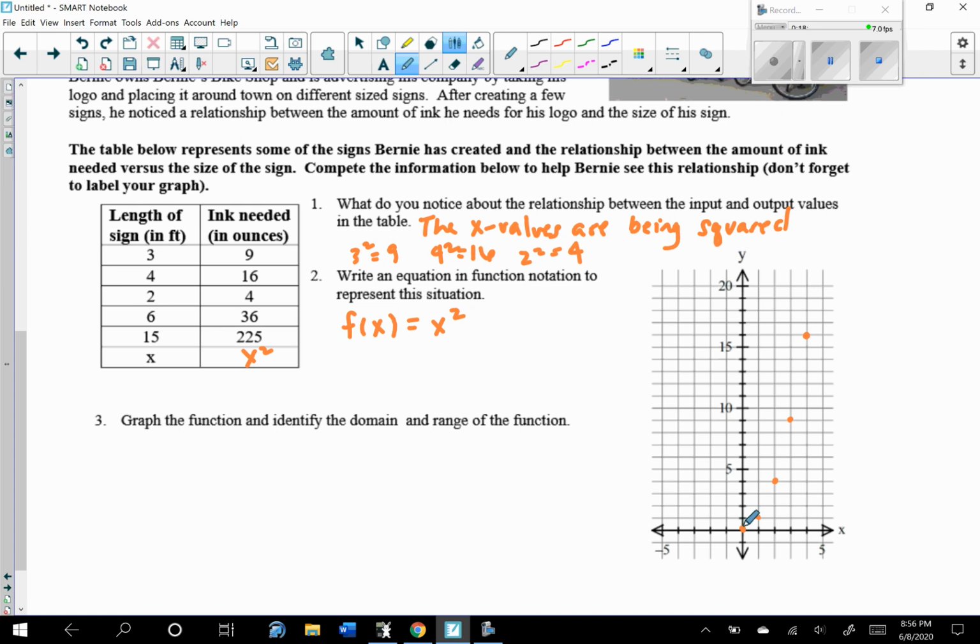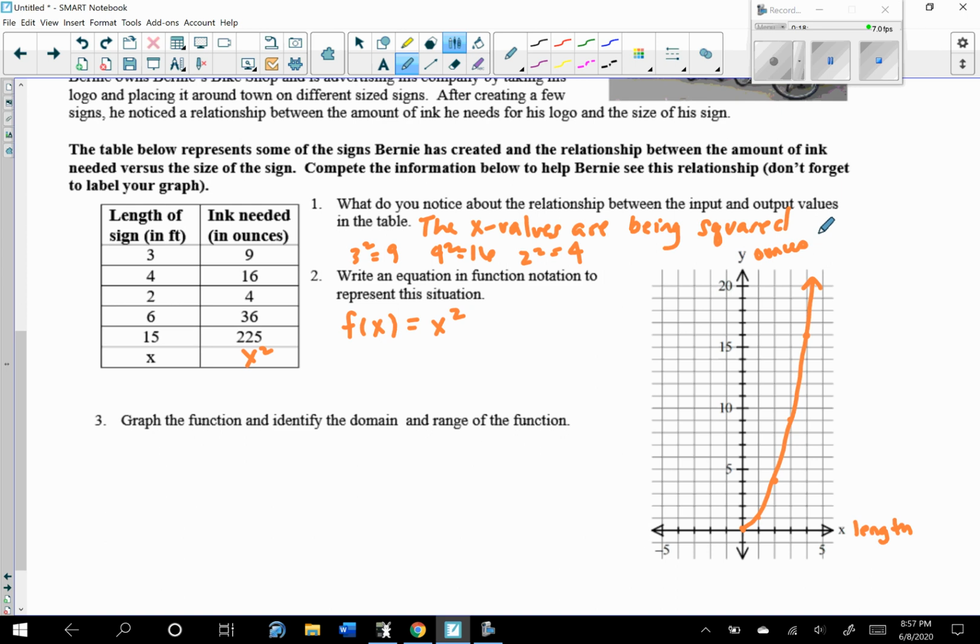And if we're squaring it, we know that this is a quadratic function, and so it makes a parabola shape. So it's going to give us this right here. We can't have negative length of a sign, and we can't have negative ink, so that's why I'm not going to draw the other side of the parabola. We're only having the positive side in quadrant 1. So x is, of course, the length, and y is the amount of ounces we needed for the ink.